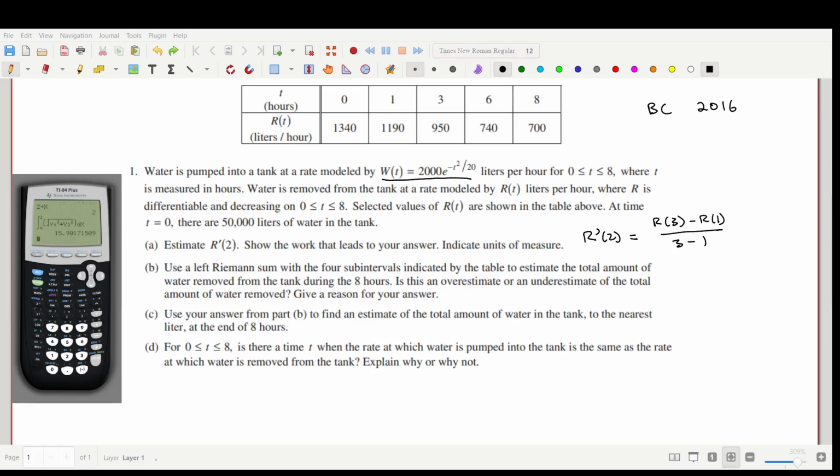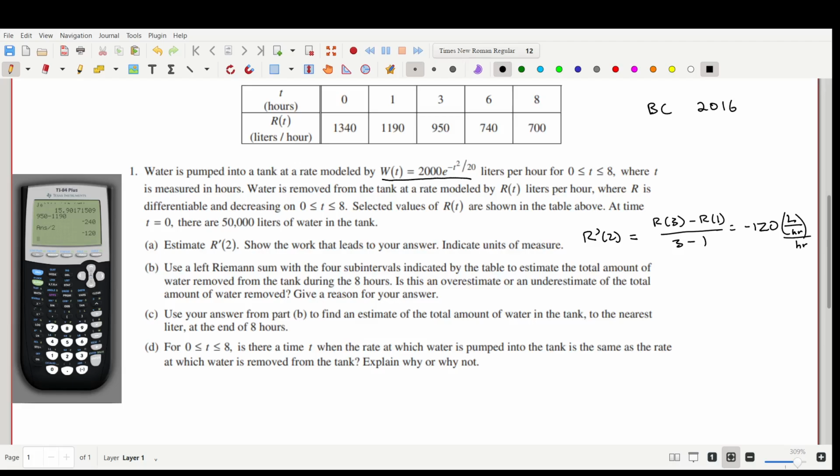R of 3 is, on my calculator now, 950, and then we subtract off 1190, and then we divide by 2, negative 120. What are the units of measurement? Well, it's liters per hour, but then we divide it by hours, right? The top is liters per hour, the bottom is hours. So liters per hour is fine. You could probably say per hour squared, and it's okay.